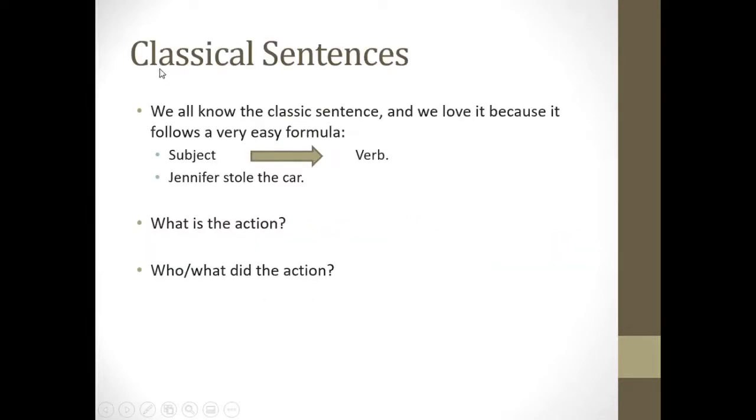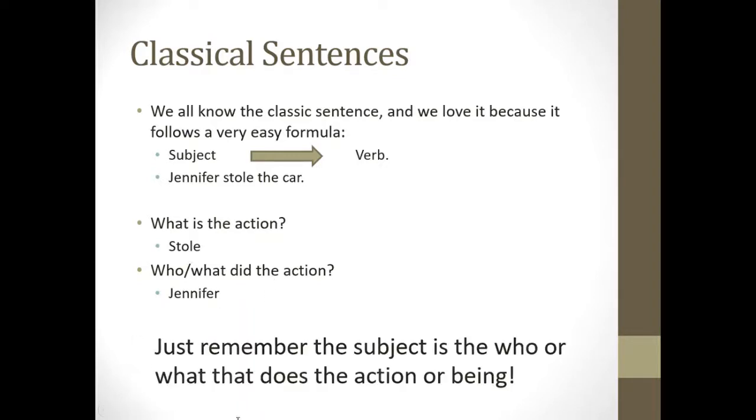In normal, what we call classical sentences, we know that the subject usually precedes the verb. Jennifer stole the car. This is why we go over direct objects and indirect objects and stuff, because we need to remember who is the subject and what is the verb. Who did the action? Okay, who stole? Or excuse me, what was the action? Stole, right? And who did that? That's going to be our subject. That's Jennifer.